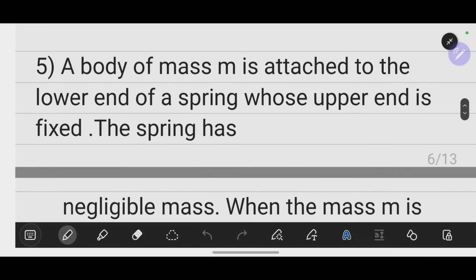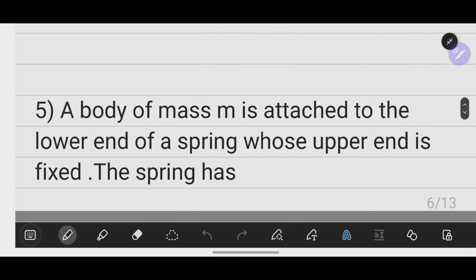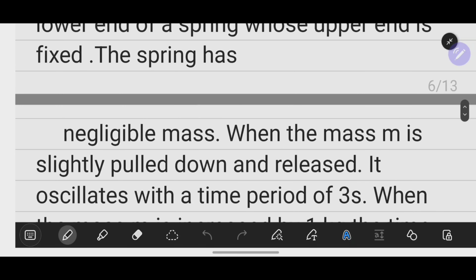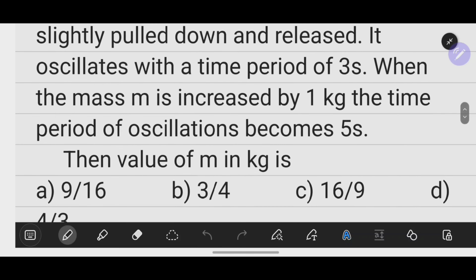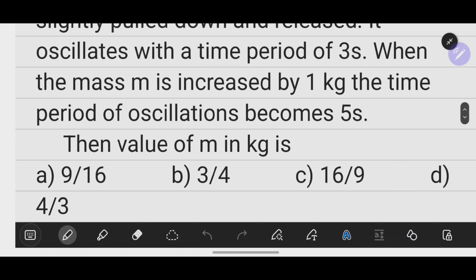Welcome friends. Here we are about to start MCQ number 5. Let us read the MCQ. A body of mass m is attached to the lower end of the spring whose upper end is fixed. The spring has a negligible mass. When the mass is slightly pulled down and released, it oscillates with a time period of 3 seconds. When the mass m is increased by 1 kilogram, the time period of oscillation becomes 5 seconds. Then the value of m is, in kilogram.